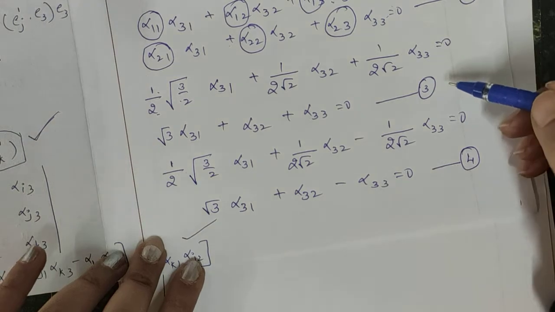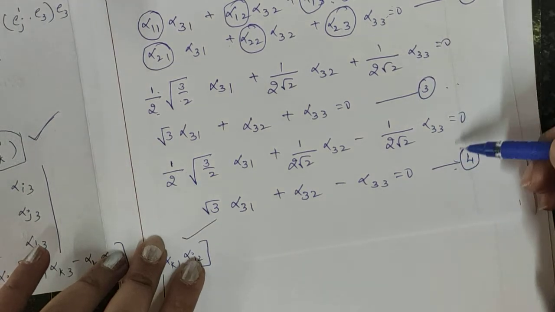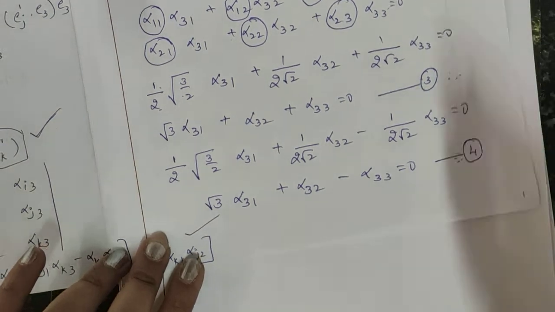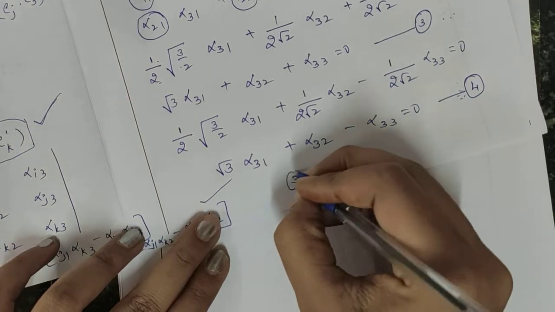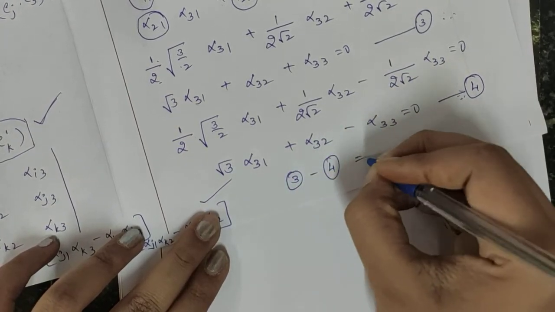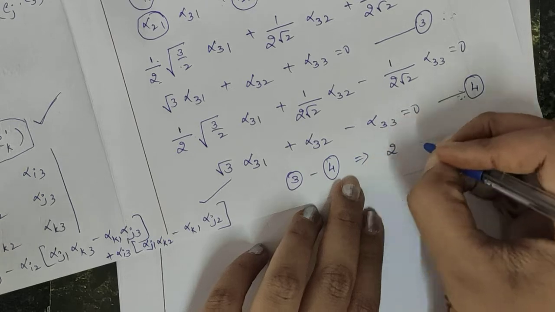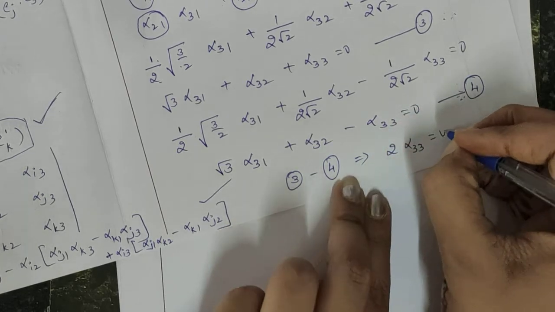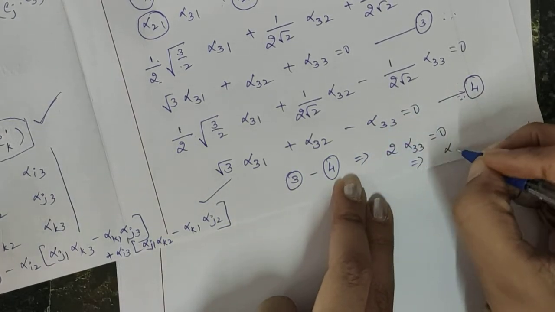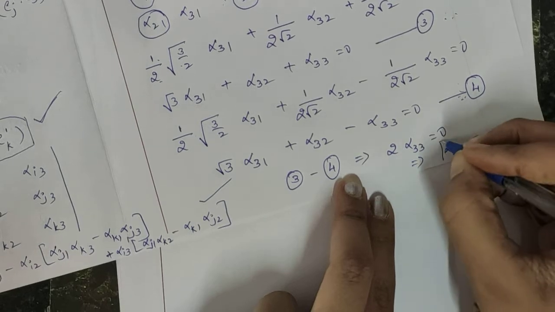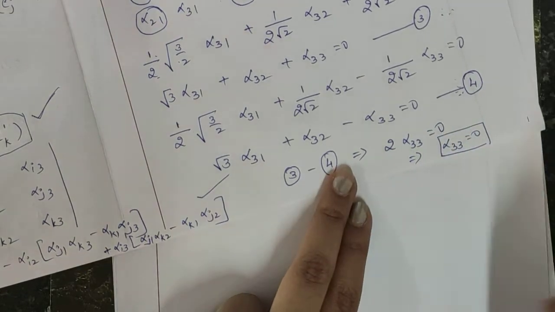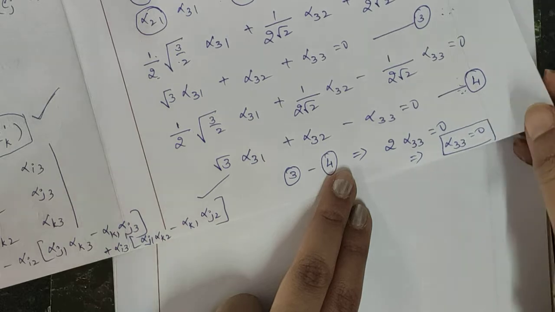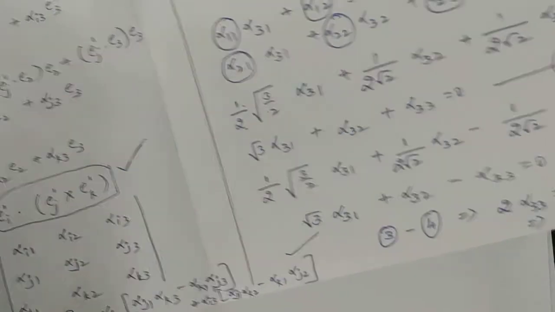Now using equations 3 and 4, by subtracting these two equations, equation 3 minus equation 4, you will get 2 times alpha 3 3 is equal to 0. This implies alpha 3 3 is equal to 0. So now I got the value of alpha 3 3. Now we have to find out alpha 3 1 and alpha 3 2, right?